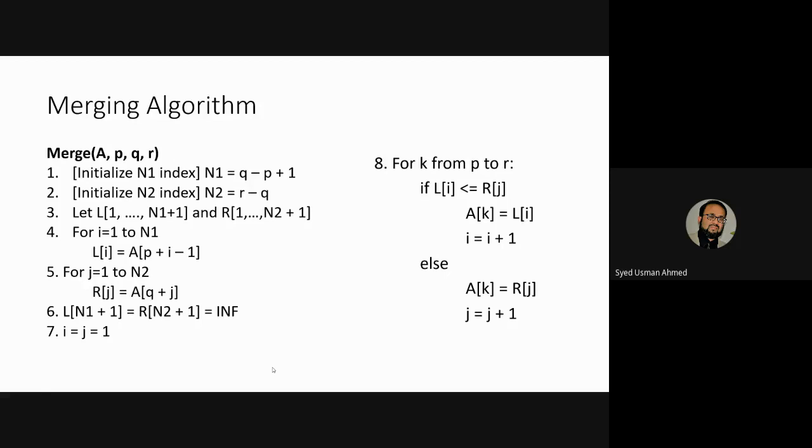And now we are initializing the two pointers i and j to the first location of L and the first location of R respectively. Now step 8 says that we are going to iterate for the pointer k, which will move from p to r. The p to r is the range of array A, and we will populate this A again. Now we will check the condition. If L[i] is less than or equal to R[j], we will move L[i] into A[k] and increment the value of i. Else, we will move the value of R[j] into A[k] and increment the value of j.